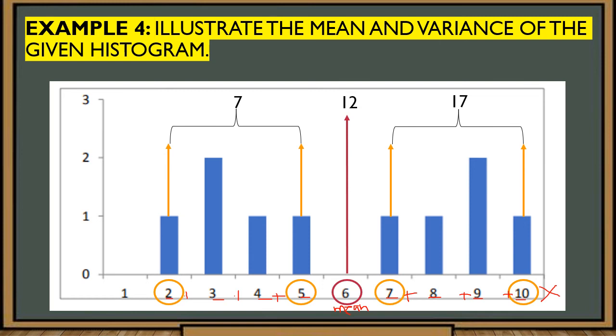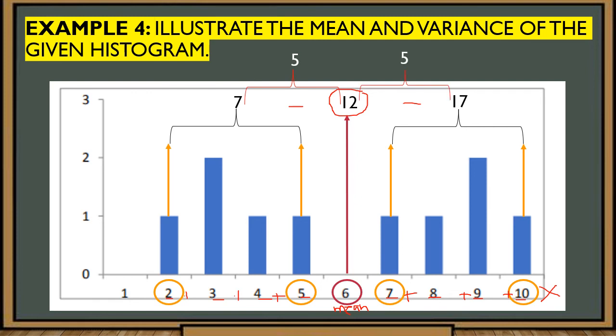So from this part, we have a new mean. So 12 is the new mean. So what shall we do to get the distance of the elements from the mean? We're going to subtract 12 and 7 to get the distance from the mean. So 12 minus 7, we get 5. And on the right side, we do the same thing. So 17 minus 12, it is 5.